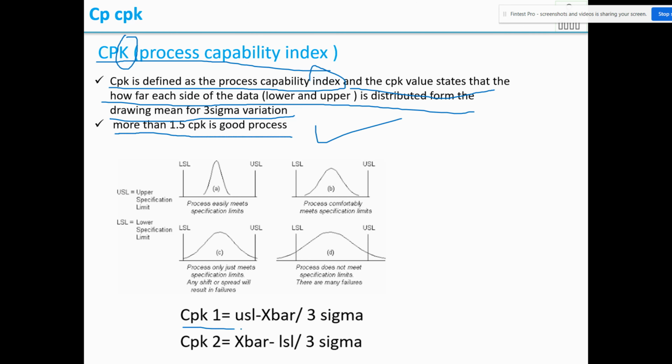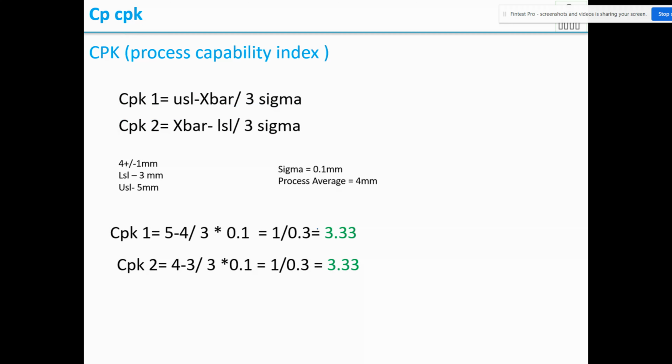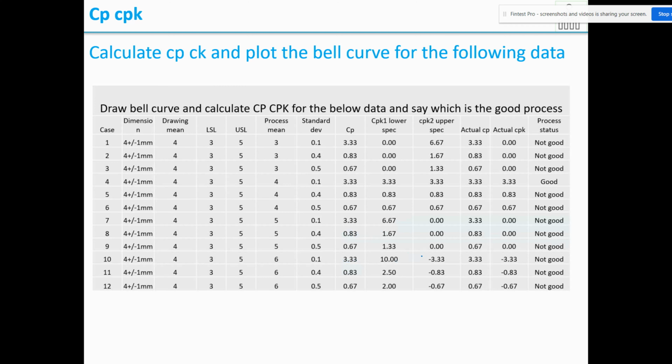There are two formulas: CPK1, and there is one more formula, CPK2. CPK1 is equal to USL minus X bar divided by 3 sigma, and X bar minus LSL divided by 3 sigma. Whichever comes lesser, we need to consider and improve toward the drawing mean. In the same way, the calculated CPK values are both 3.33. That means there is a uniform distribution.